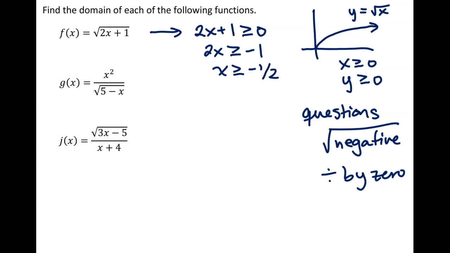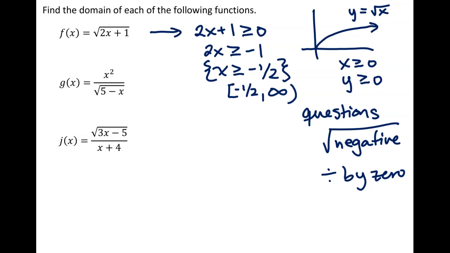So this is our domain right here. If you want to be a little more formal, you can put squiggly brackets. I'm not real worried about it, but that is formal set notation. So x greater than or equal to negative 1/2. And as usual, you can also use interval notation, and that would look like that. So either of those is fine. So if you see a square root, make sure that you take whatever is underneath it, set it greater than or equal to 0.